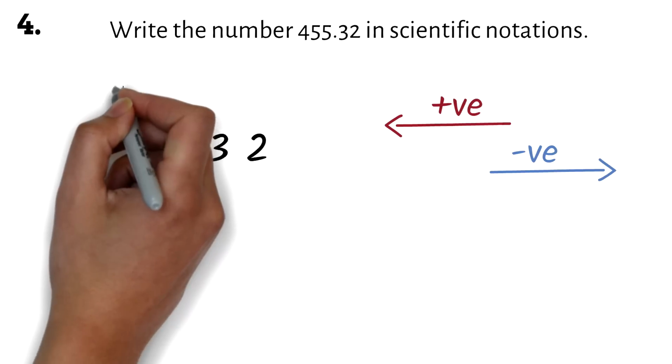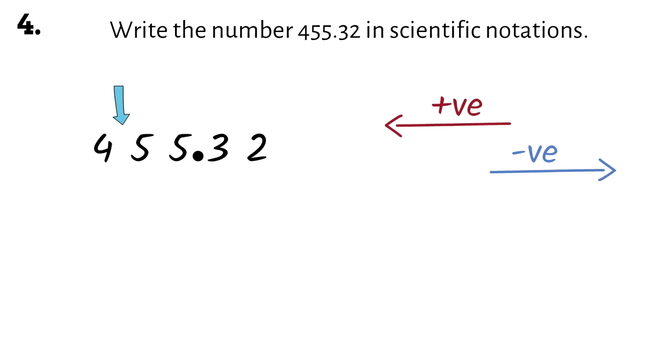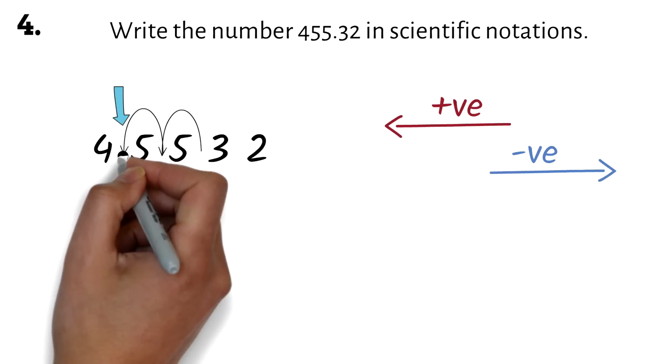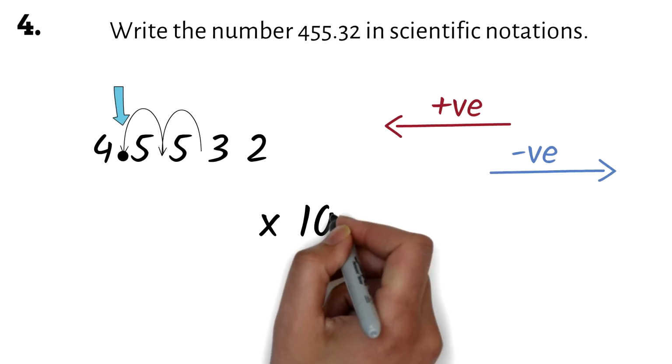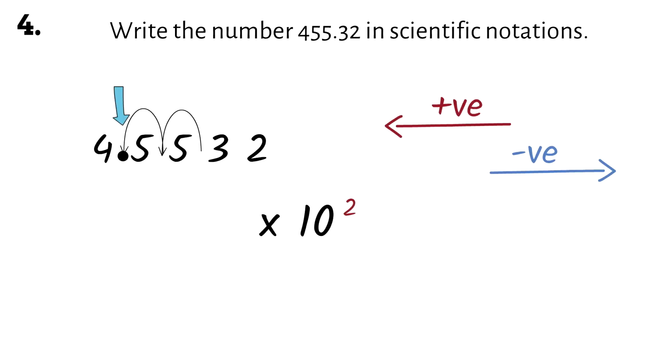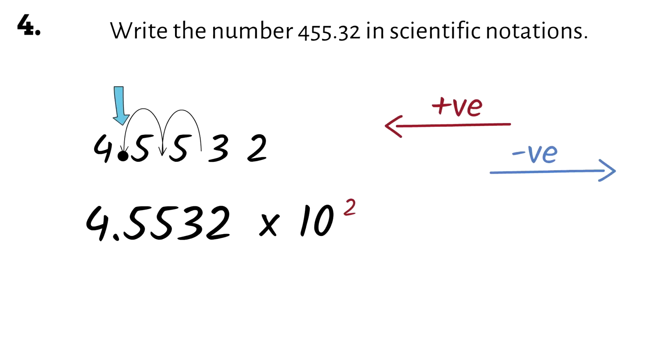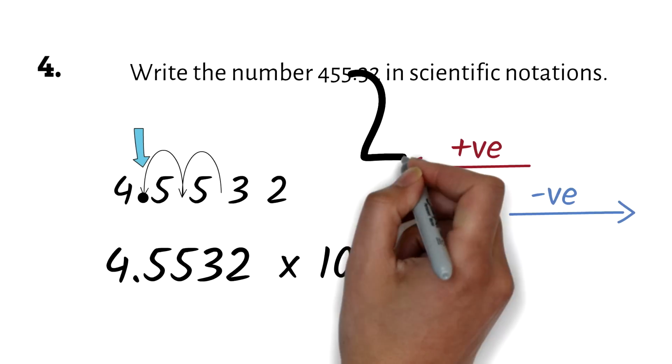So here, we have to move the decimal behind the 4. Since it's the first non-zero number, we start from where the decimal point is and we move 2 places to the left. So this will be times 10 to the power positive 2, since we move to the left. So our final answer is 4.5532 times 10 to the power 2.